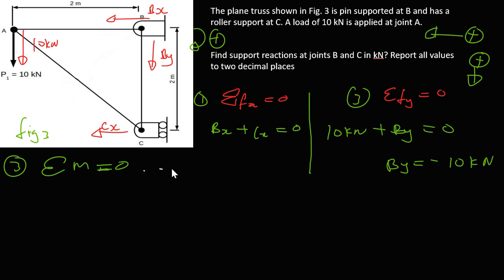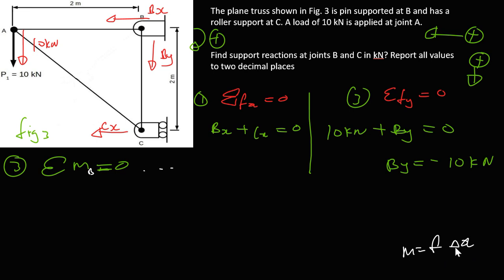Okay, I choose to take my moment around B, should I say about point B. So I'm just going to look at the moment, or should I say the torque caused by this force. And then I have the distance. Remember, what is your moment? Your moment is equal to the force and the arm. The arm is the distance.